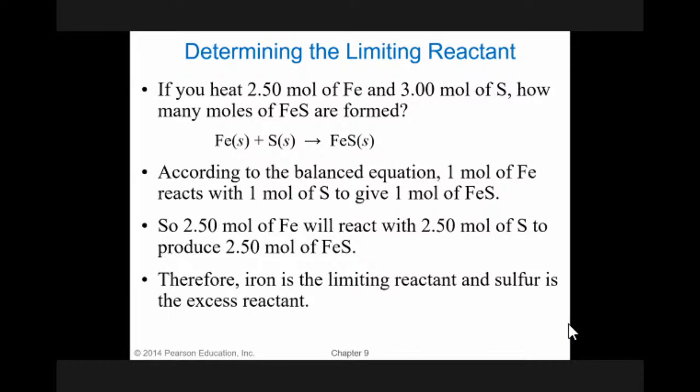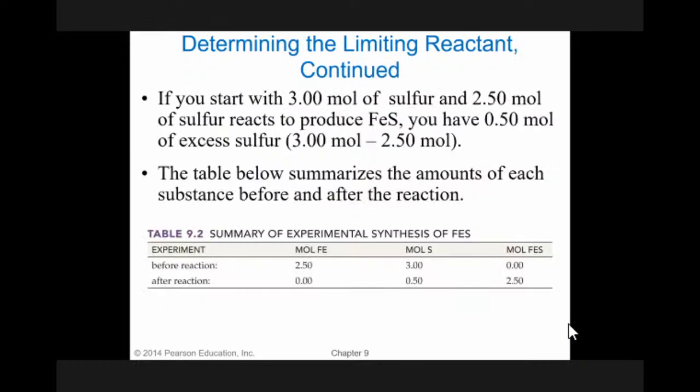Are you getting the picture? This is a very, very important concept in all of the reactions we'll be talking about. This is it. This is where the rubber meets the road. So if you start with 3.00 mole of sulfur and 2.50 mole of sulfur reacts to produce FeS, you have 0.50 mole of excess sulfur.